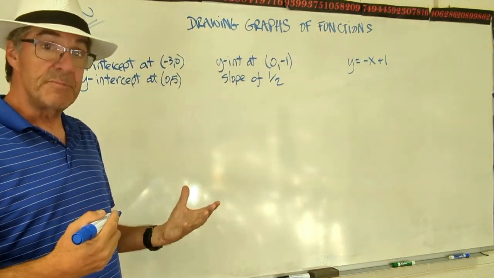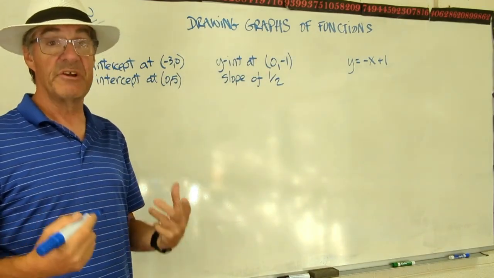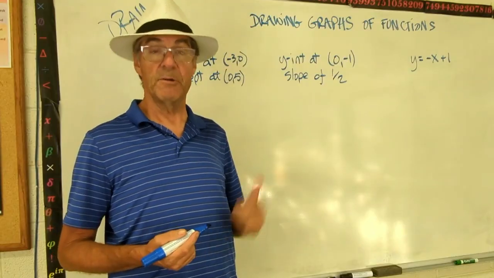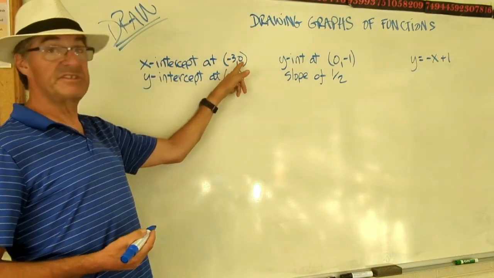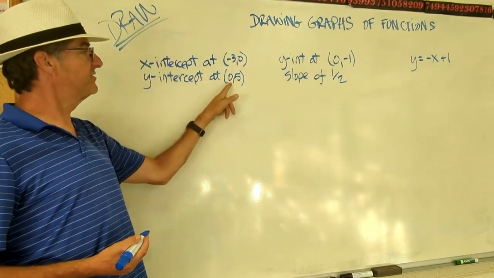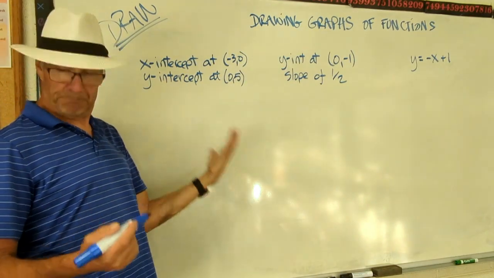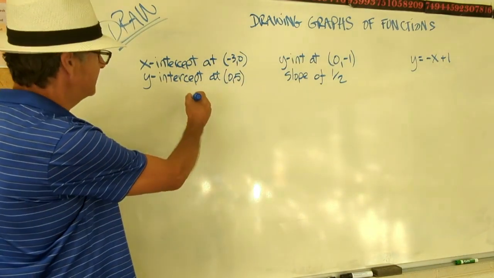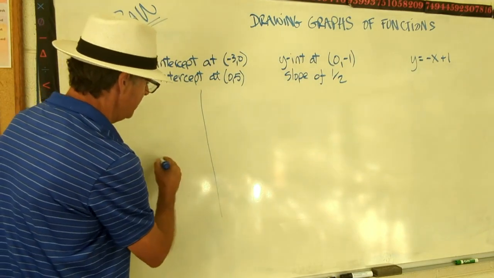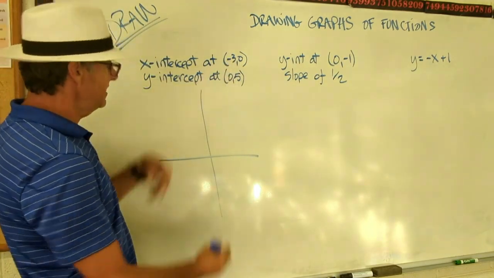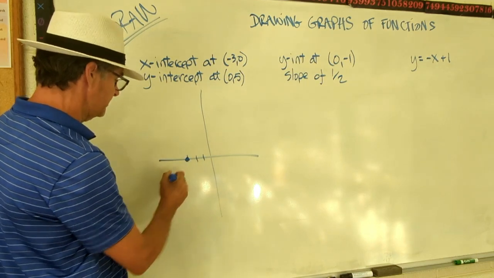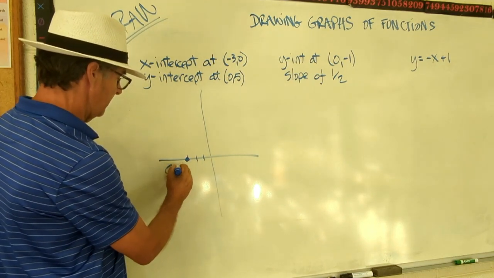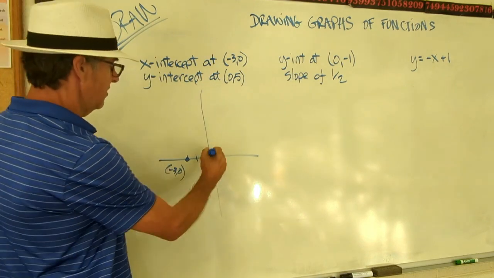And we're going to take a little bit more time to make these accurate and detailed. Okay, I'm going to do the first one for you. X-intercept at negative 3, 0. Y-intercept at 0, 5. So that's pretty straightforward. I'm just going to make my coordinate plane here. My first intercept is negative 3, 0. So there's negative 3, 0. Like that. And my second intercept is 0, 5.